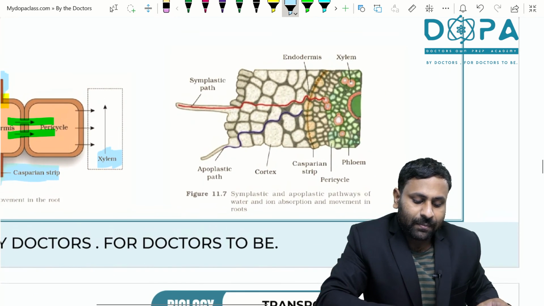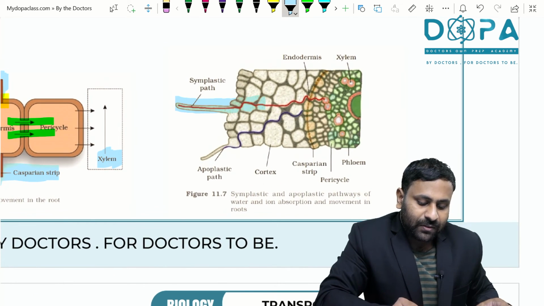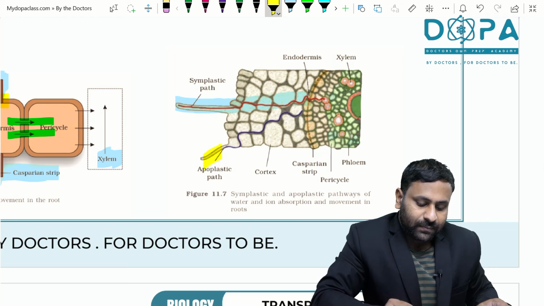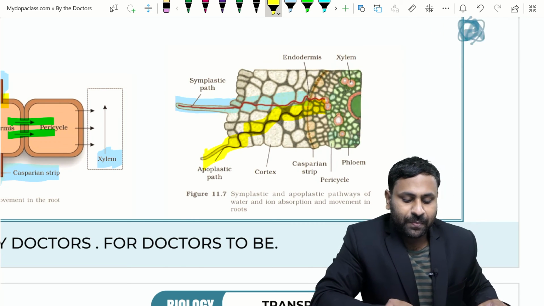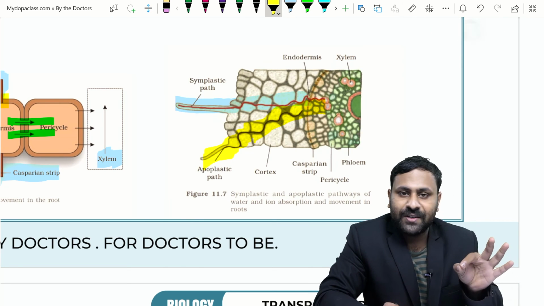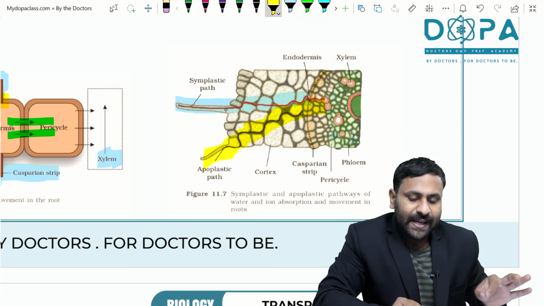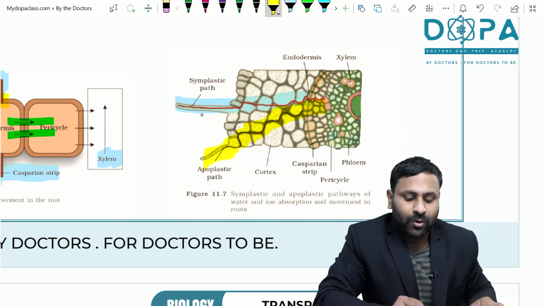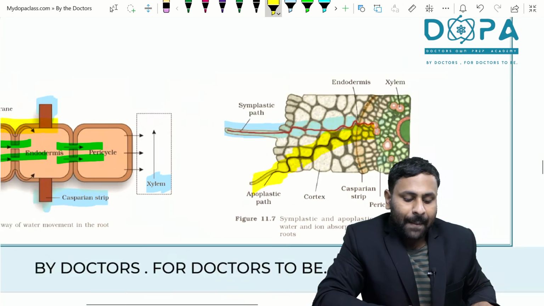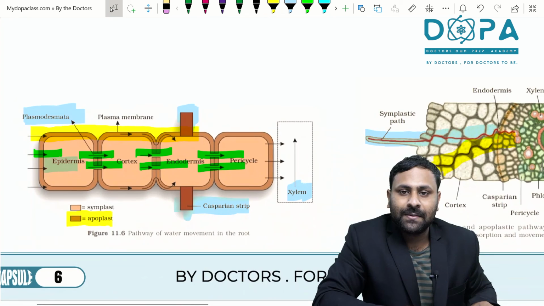There is another diagram. This is the apoplast pathway and this one is the symplast pathway. Movement through intercellular space and cell wall is called the apoplast pathway. Cell to cell transport through plasmodesmata is called the symplast pathway. This is about the apoplast pathway and symplast pathway.